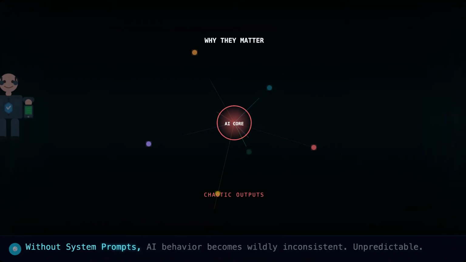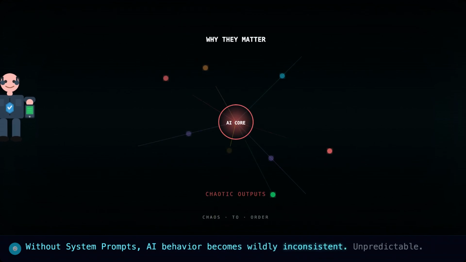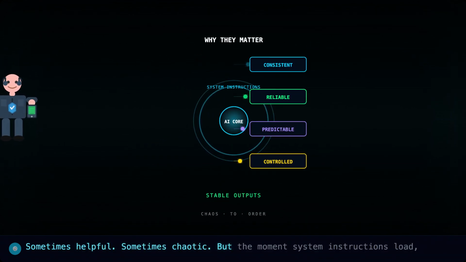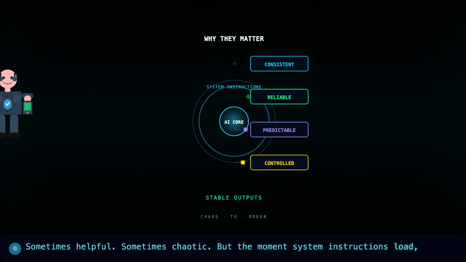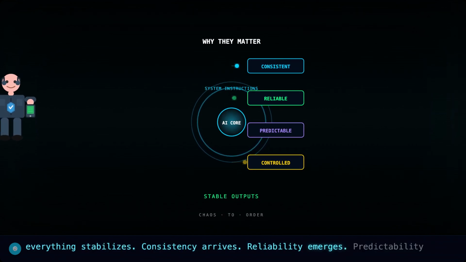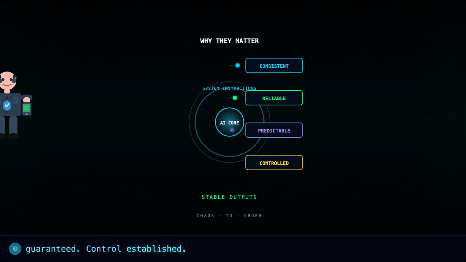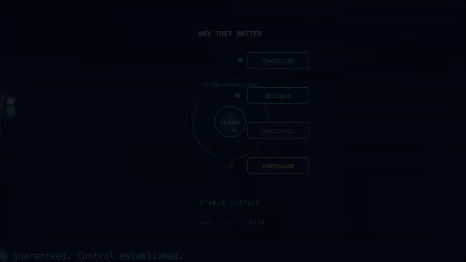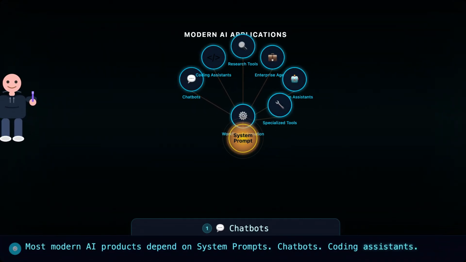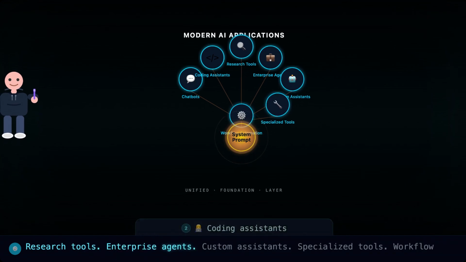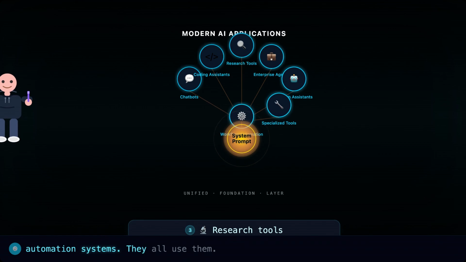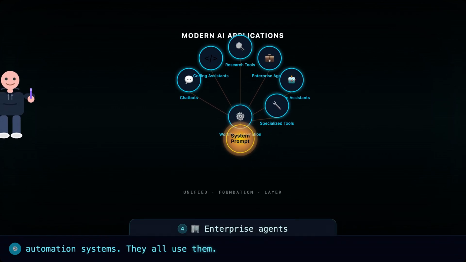Without system prompts, AI behavior becomes wildly inconsistent. Unpredictable. Sometimes helpful. Sometimes chaotic. But the moment system instructions load, everything stabilizes. Consistency arrives. Reliability emerges. Predictability guaranteed. Control established. Most modern AI products depend on system prompts. Chatbots, coding assistants, research tools, enterprise agents, custom assistants, specialized tools, workflow automation systems. They all use them.